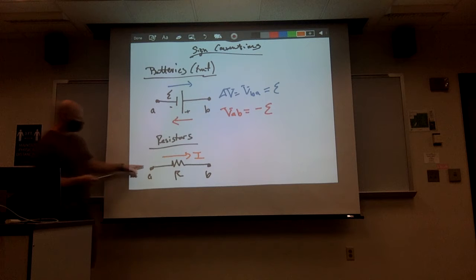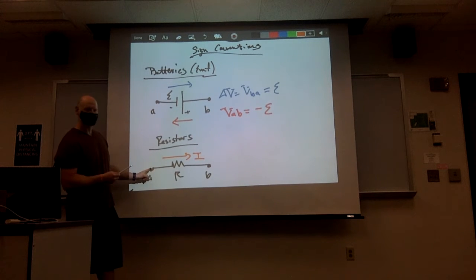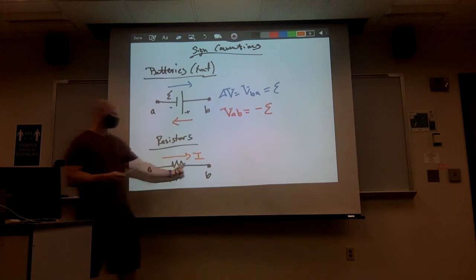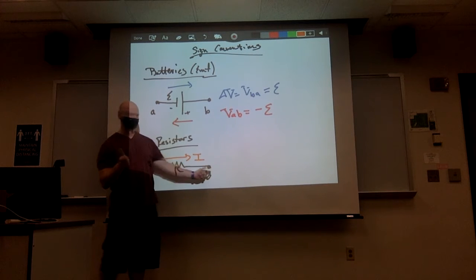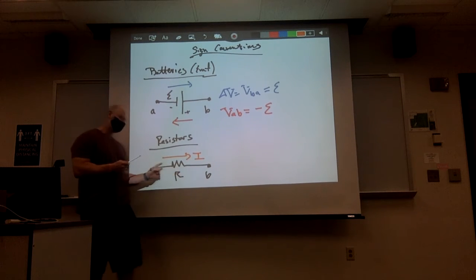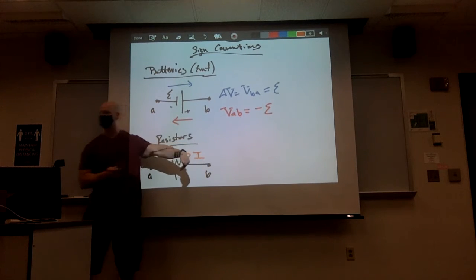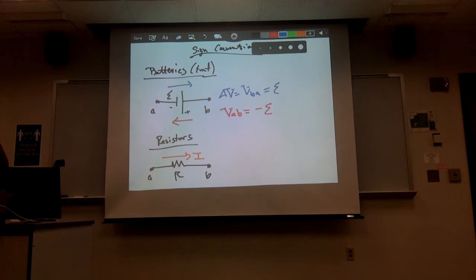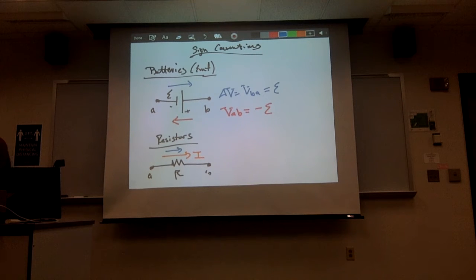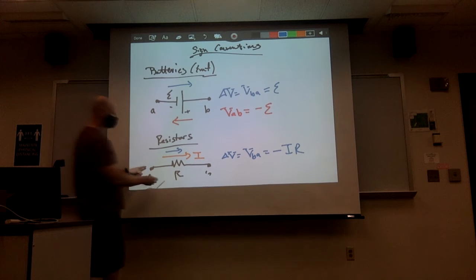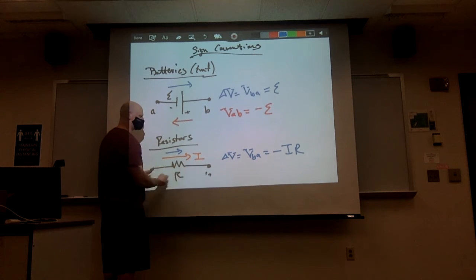Now, if we go across the resistor in the same direction as the current, meaning we start at A and then go to B, what has to be true is that the point of a resistor is to lose potential, which means the potential at A has to be greater than the potential at B. So I have to decrease by an amount of Ohm's law. In this case, my potential at B minus the potential at A must be equal to negative the current times the resistance, by Ohm's law. I have to have a lower potential here than I had here.